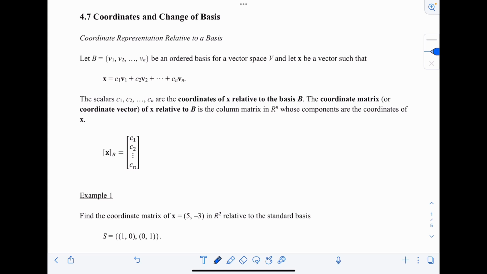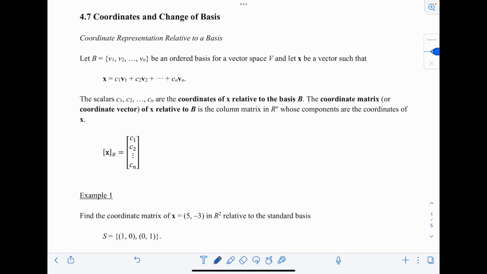This is lesson 4.7, coordinates and change of basis. So in this lesson, we're going to do exactly that. We're going to start with this idea of coordinates. We'll define that and look at what exactly that means. And then from that, we'll launch into this whole idea of change of basis. A lot of new material in this, but certainly some ties back to things we've done in the past. So let's go ahead and take a look at what it means as far as coordinates go.